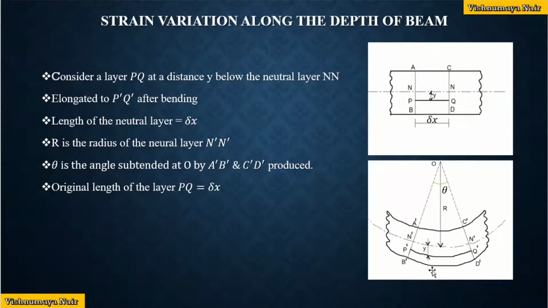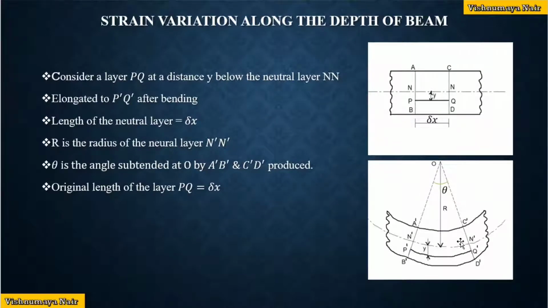This figure shows the condition of the beam after the bending takes place. Here you can see that some of the layers have been shortened while the others have been elongated. Only the length of the neutral layer NN remains unchanged. That is N prime N prime is equal to NN, which is equal to delta X. Now if we extend A prime B prime and C prime D prime, they will meet at O. Let theta be the angle subtended at O and let R be the distance between this point O and the neutral layer N prime N prime, where R is the radius of the curvature.